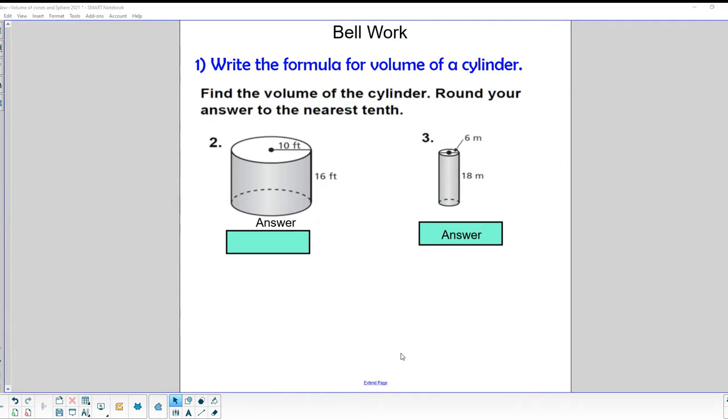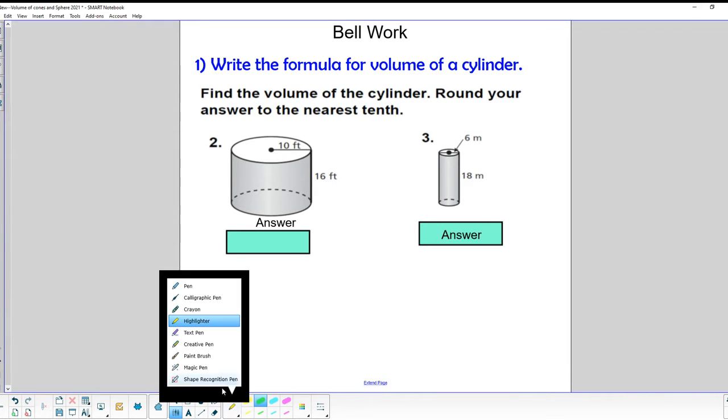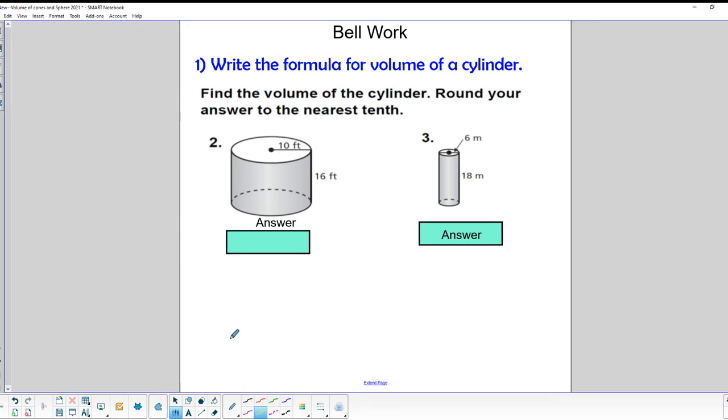All right, let's get started. So for our bell work today, we've got a couple of problems where we're finding the volume of a cylinder. So the first question is just write down the formula for the volume of a cylinder. Don't need to get too fancy.